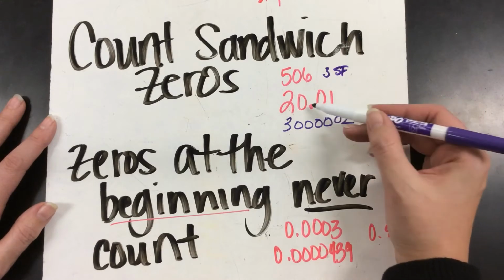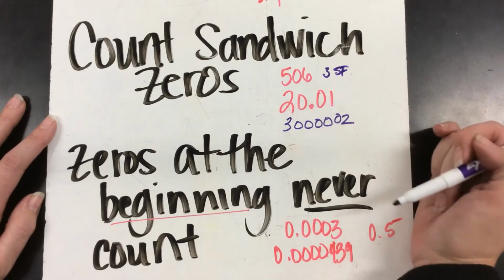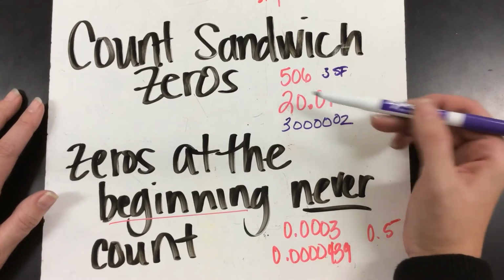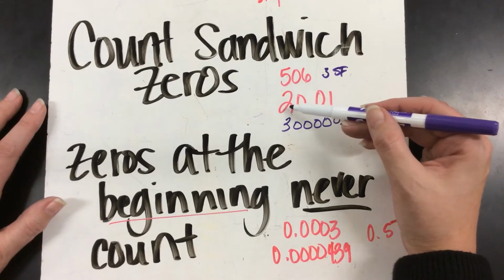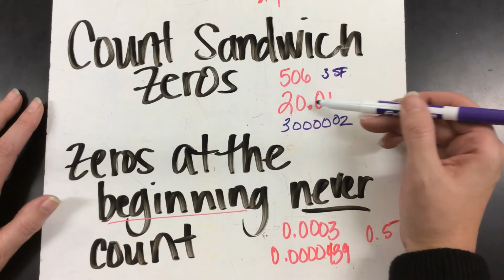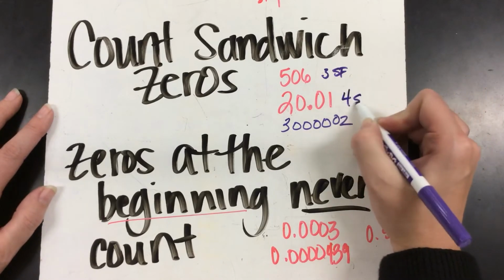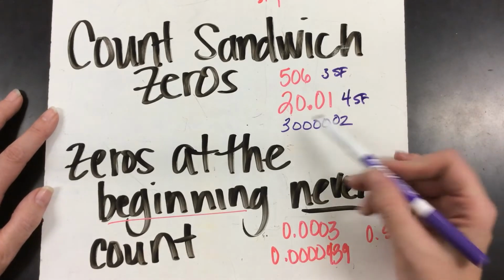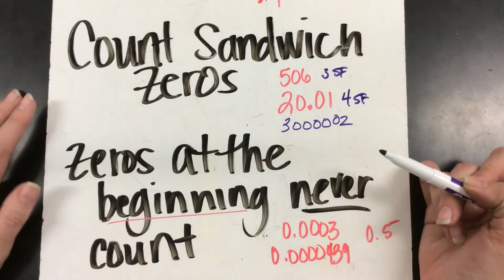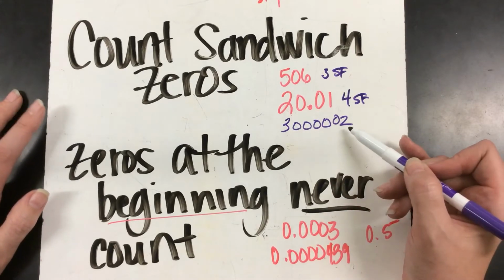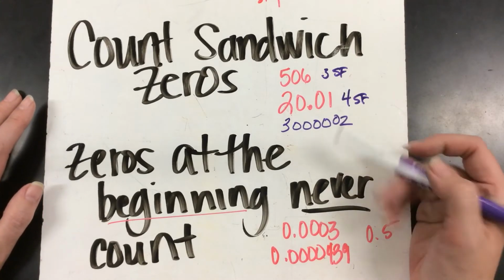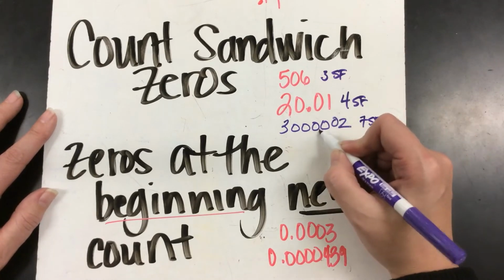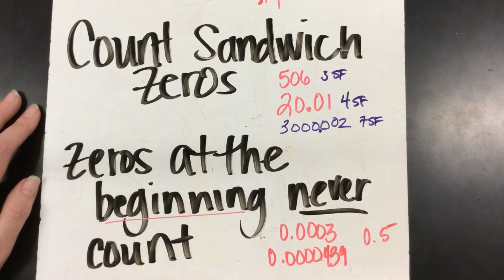Now 20.01, that decimal place is there, but even though we have a decimal place, that doesn't matter. We still have these 2 zeros smashed in between the 2 and the 1, so we count the 2, we count the 1. These 2 zeros count because they're sandwich zeros, so that one has 4 Sig Figs. Now this last number that I wrote down, we've got 1, 2, 3, 4, 5 zeros sandwiched in between the 3 and the 2. That doesn't matter, they still count. So that means that we have 7 Sig Figs on that number. Even if we had a decimal place like here, it still has 7 Sig Figs.